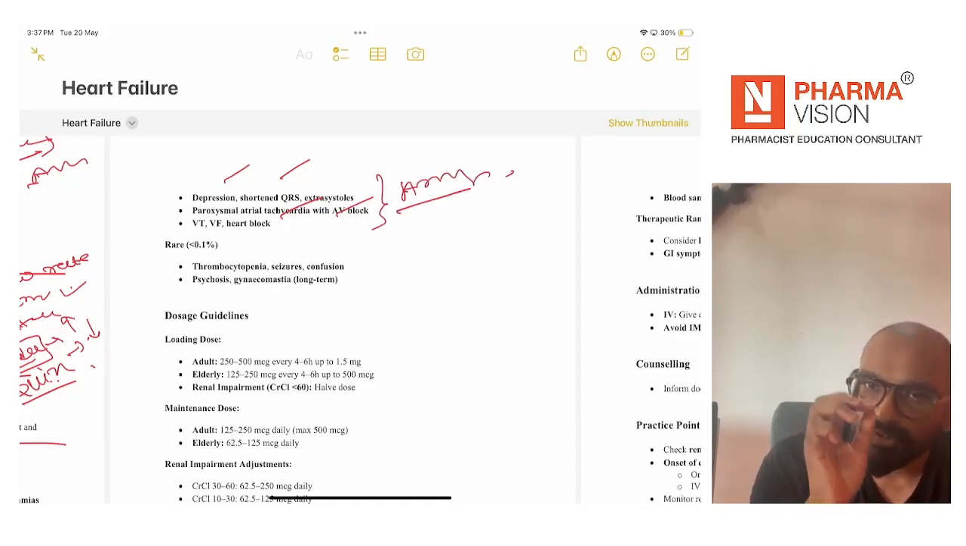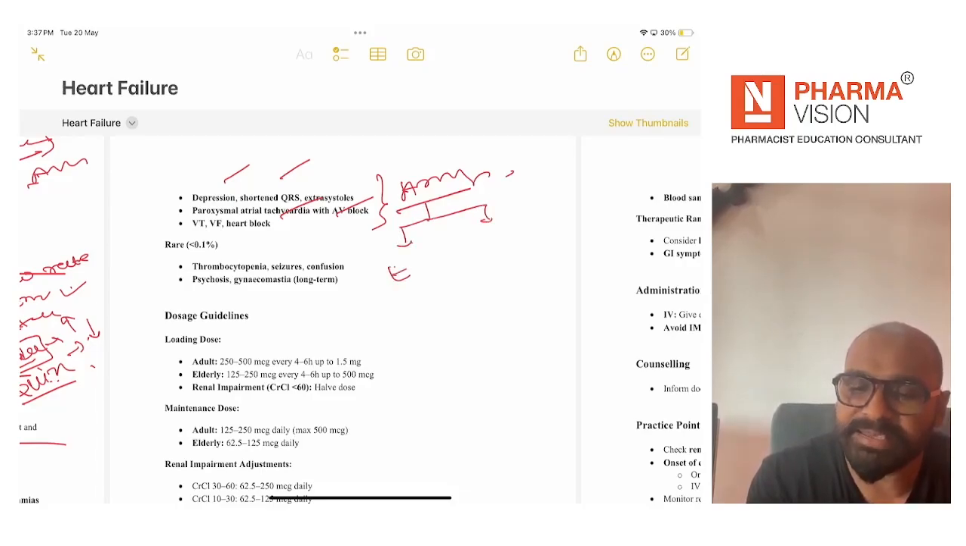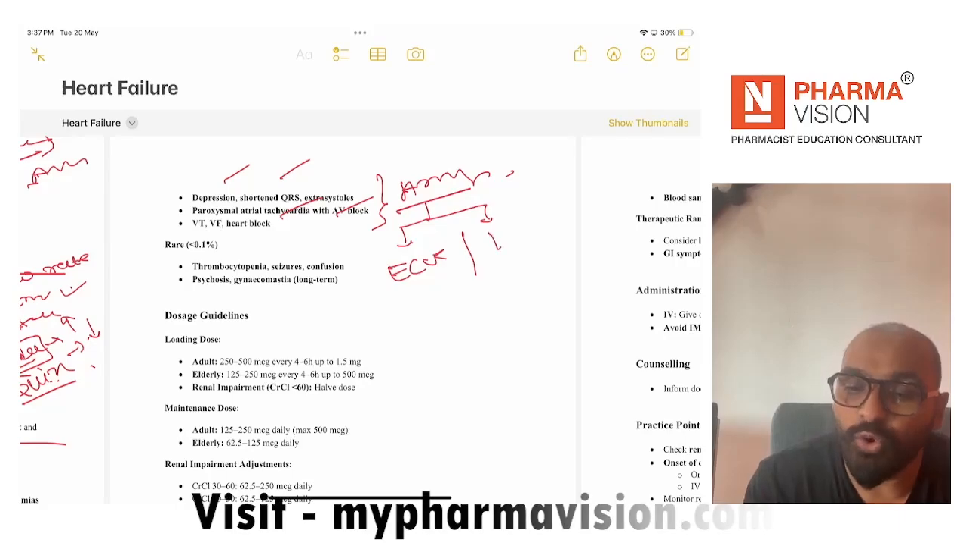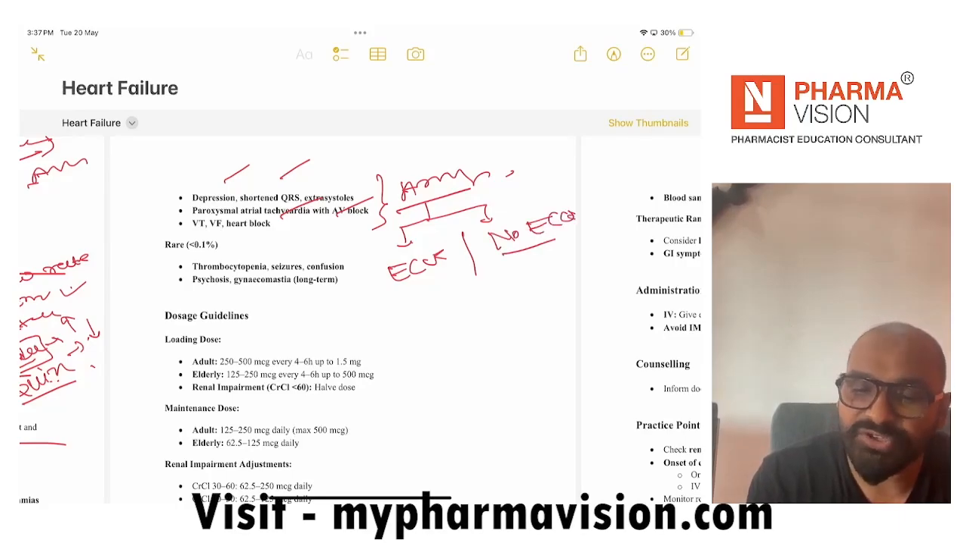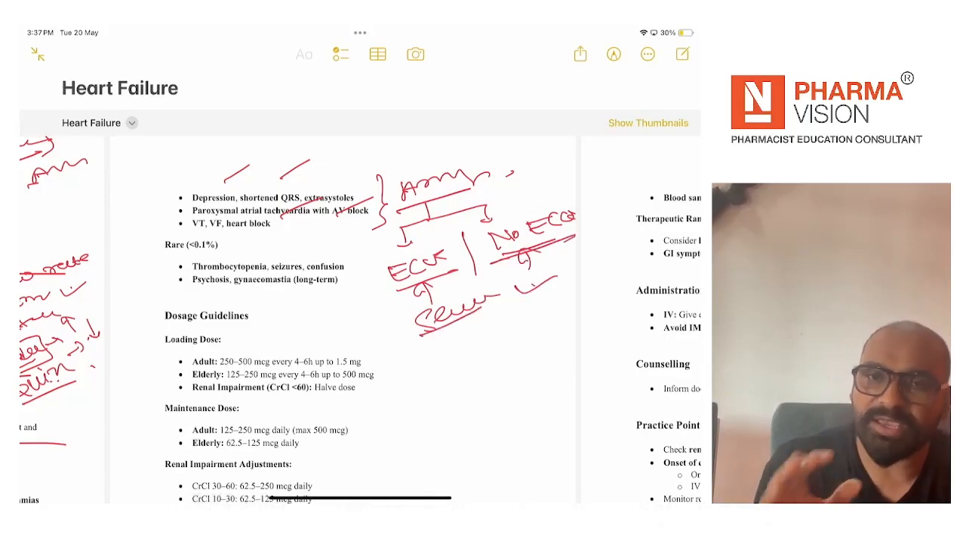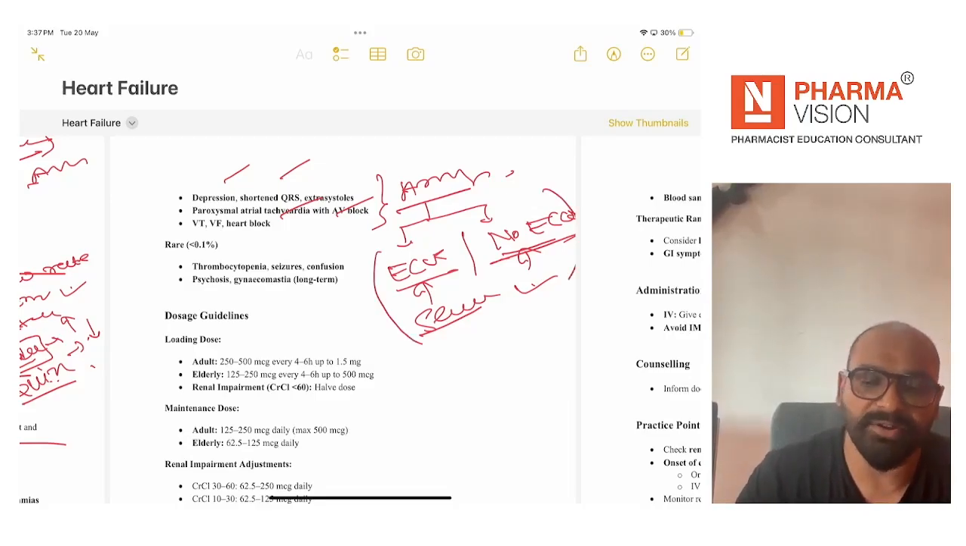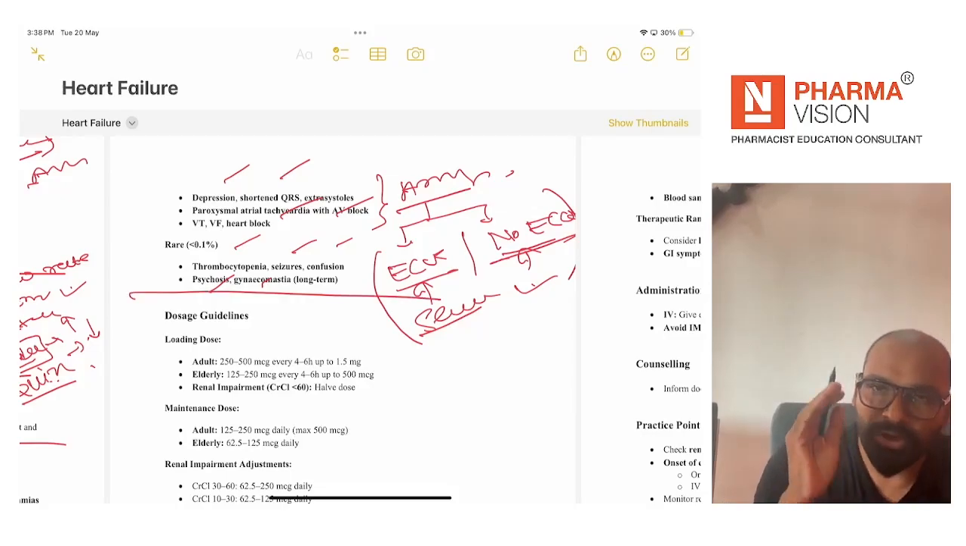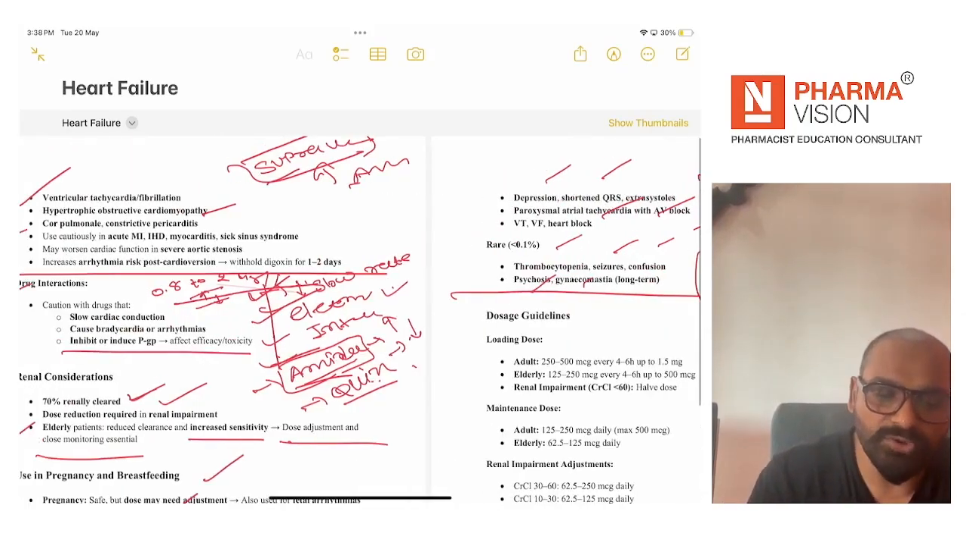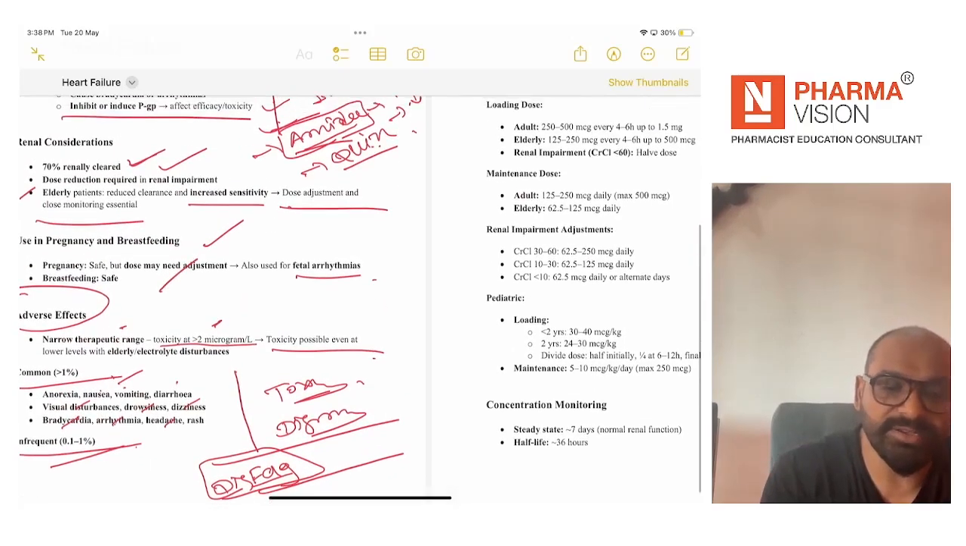In general terms, you can define digoxin toxicity in two parts. One is the ECG change and the other one is no ECG change. If there is ECG change, that means it is a severe problem, and no ECG change means we can manage reasonably in a comfortable manner. And very rare are thrombocytopenia, seizure, confusion, psychosis and gynecomastia. Okay, so digoxin toxicity and the digoxin's adverse effects.